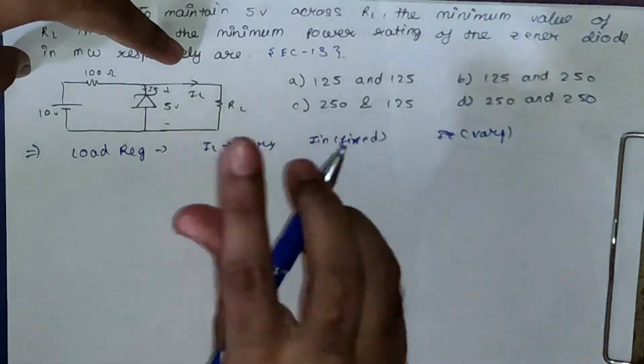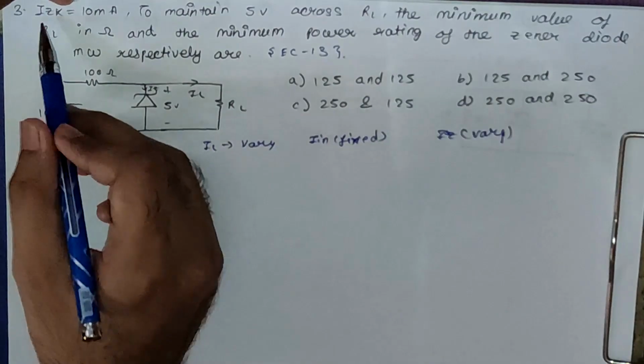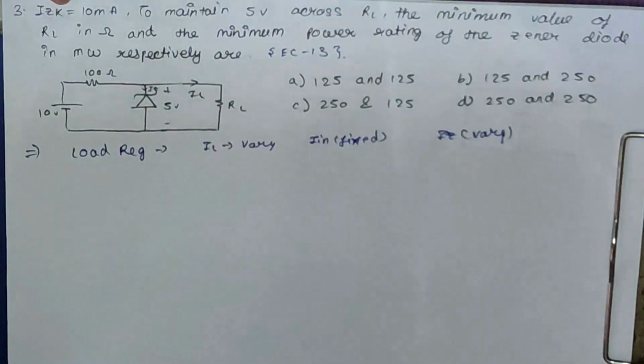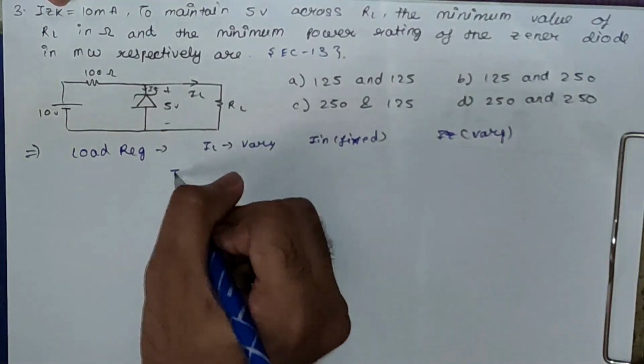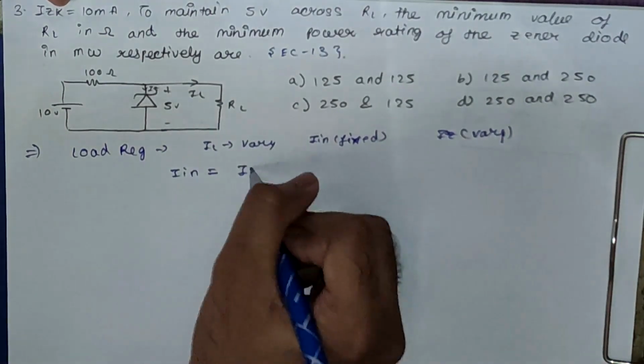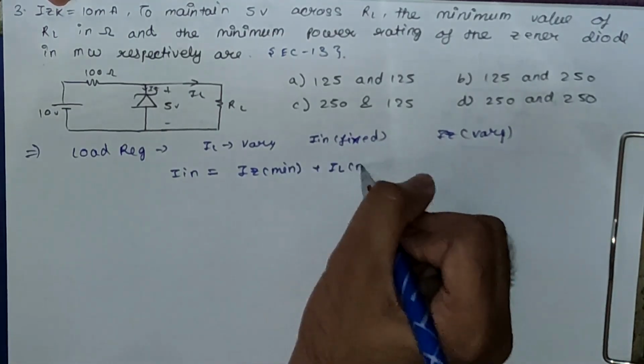This is what we have seen in the previous question also. Now the question is which equation should we follow? Here you can see we have IZK. Basically we have IZ minimum here, so we are going to use the first equation where we had IZ minimum and IL maximum. I_in is equal to IZ minimum plus IL maximum.